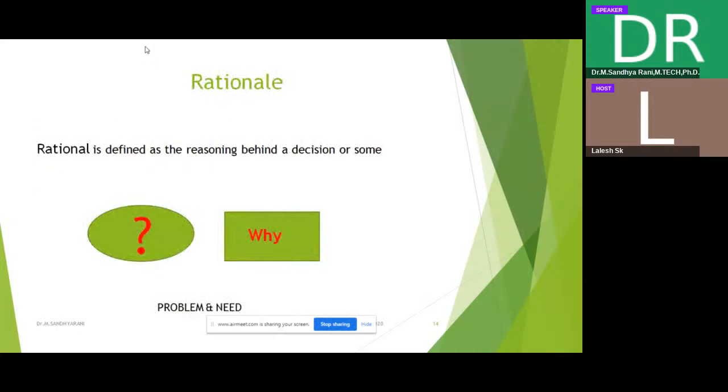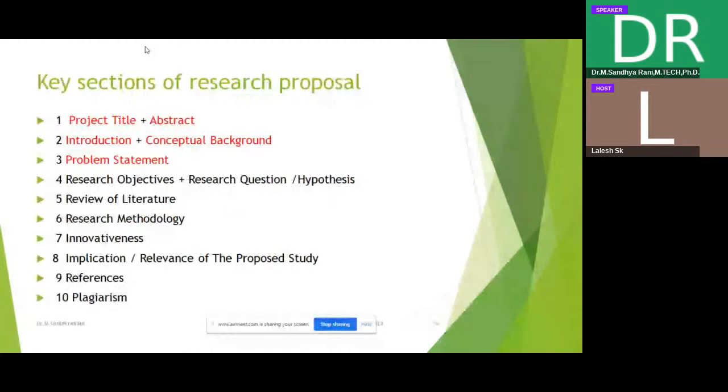In the introduction, you should write why you are studying, that is the rationale of the research. Unless you really identify a problem and find out the need for finding a solution to the problem, it is not research at all. So we know the title, abstract, and what we have to write in the introduction and conceptual framework, and now we come to the statement of the problem.